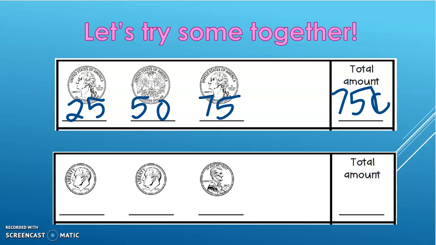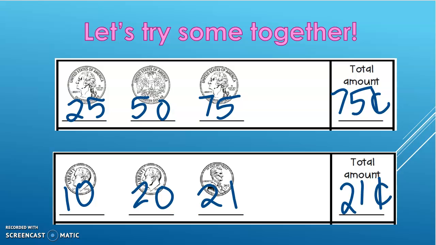Next, you can see we've got our coins organized. We're organizing our coins not by size, but by value. So those little dimes would go first before our penny. So we're going to be counting by tens 2 times, and then we would be adding 1. So with 1 dime, we would have 10. Another dime, we would have 20. And 1 more would give us 21. So our total amount would be 21 cents.